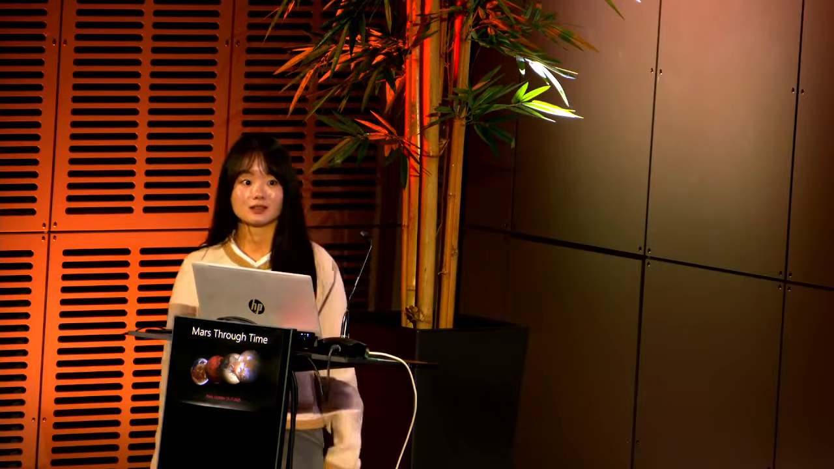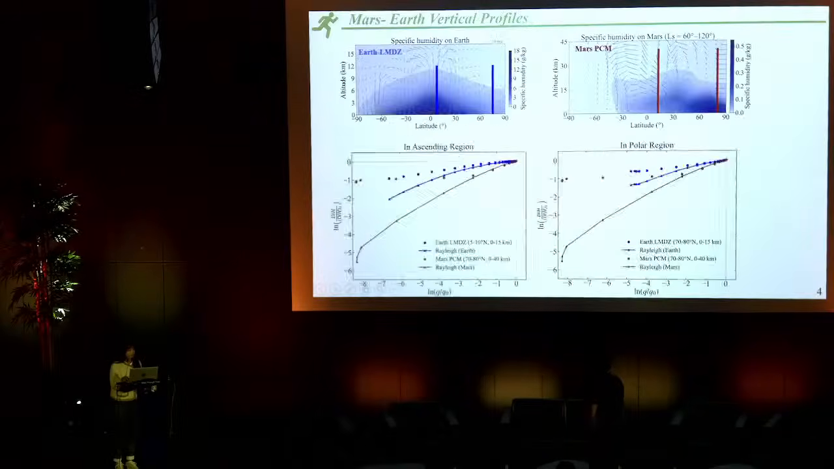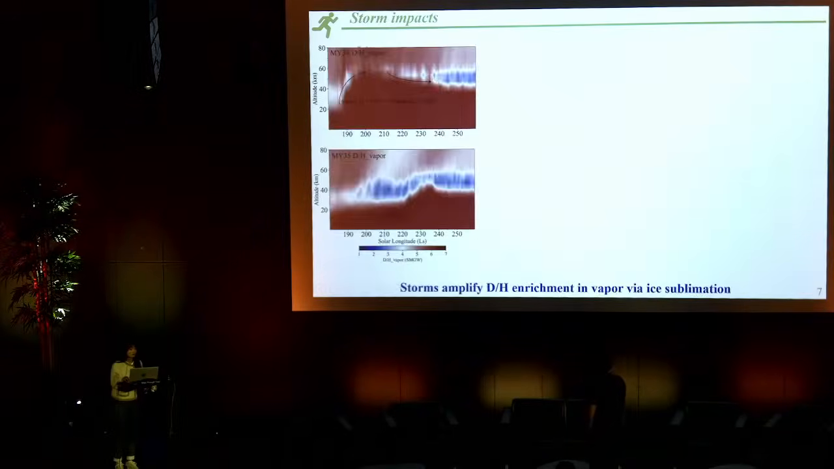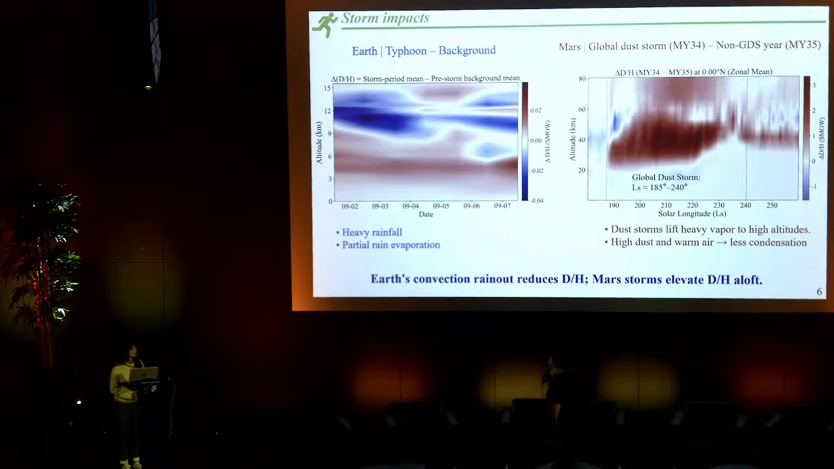I have one regarding the effect of dust storms. You very nicely showed the effect of the GDS on the D2H ratio. Did you look at how smaller dust storms would affect the D2H? Could it be visible with local or regional dust storms? And the second part is, would this be visible in data sets, for example, in TGO data sets?